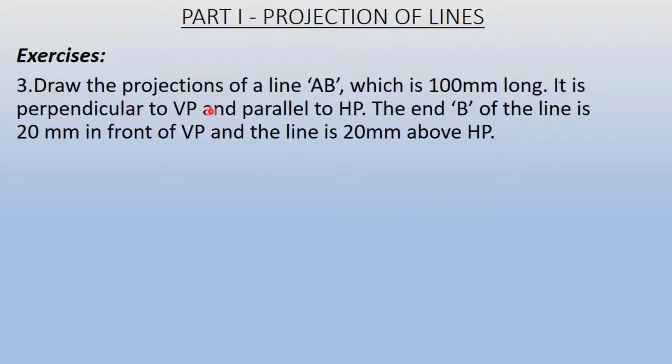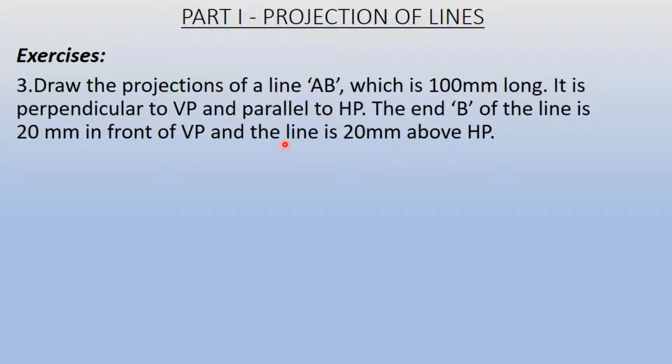This is exercise number 3. Draw the projections of a line AB which is 100 mm long. It is perpendicular to vertical plane and parallel to horizontal plane. The end B of the line is 20 mm in front of vertical plane and the line is 20 mm above HP. So this is interesting.